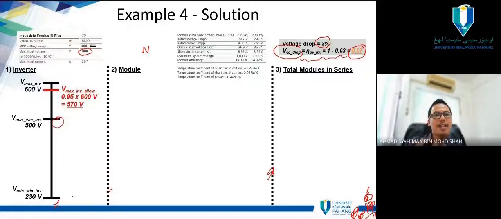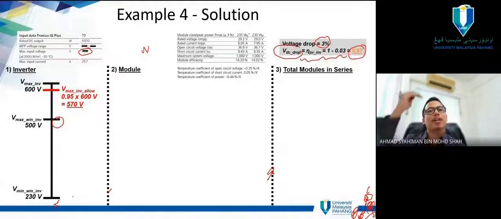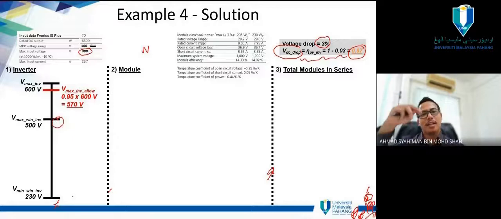Okay, kan kita kena kira allowable Vmax inverter, maximum inverter voltage allowable. Allowable tu saya cakap kalau untuk maximum tu kita ambil 5% margin, kita reduce 5% margin for the sake of safety. If overperform, the module overperform, it still can tolerate, it doesn't go until the 600 exact. At least dia ada plus minus kat situ kan. So at least kita tak adalah stop, rugilah kan.